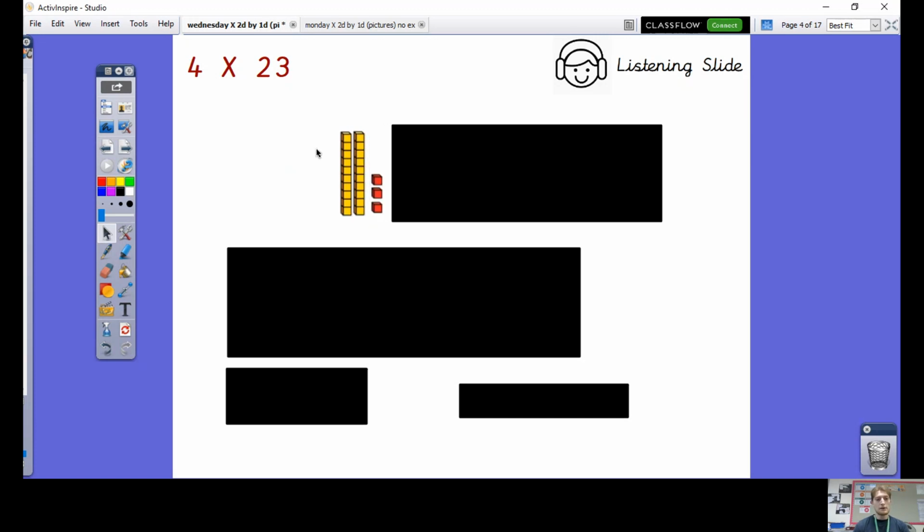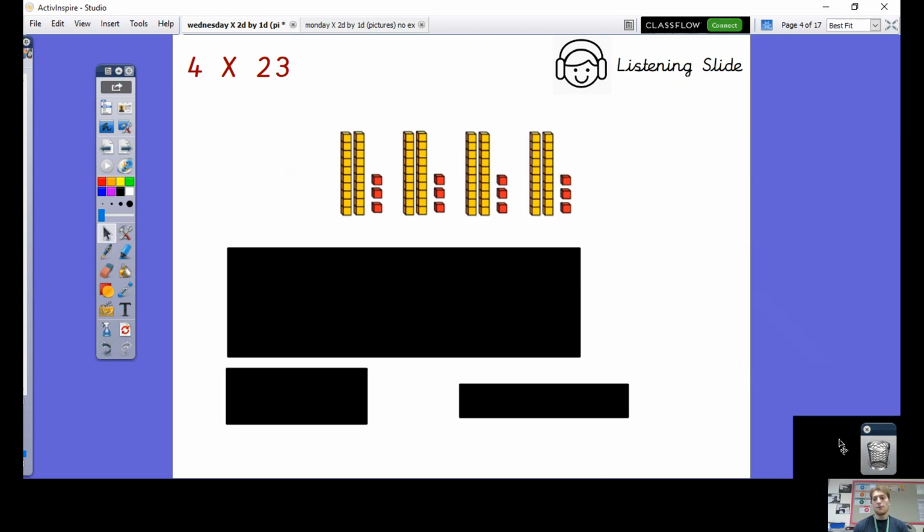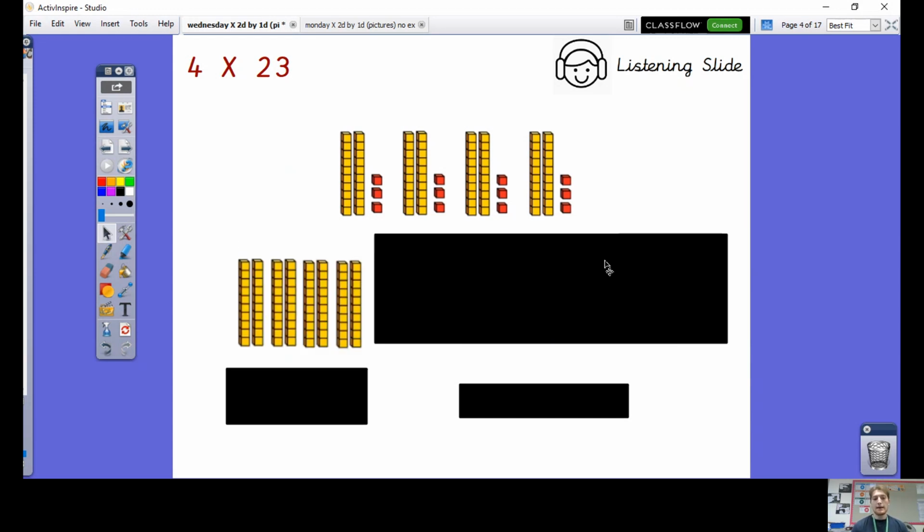And I know if it's 4 times 23, I need to have 4 groups of 23 Dienes. This is what one group would look like: 2 tens, 20, 3 ones, 3. But remember, we're multiplying by 4, so we should have 4 lots of 23 Dienes. Now, what I'm noticing here is there are quite a lot of ones. To help us, we're just going to rearrange the Dienes into tens and ones, which I've done here.